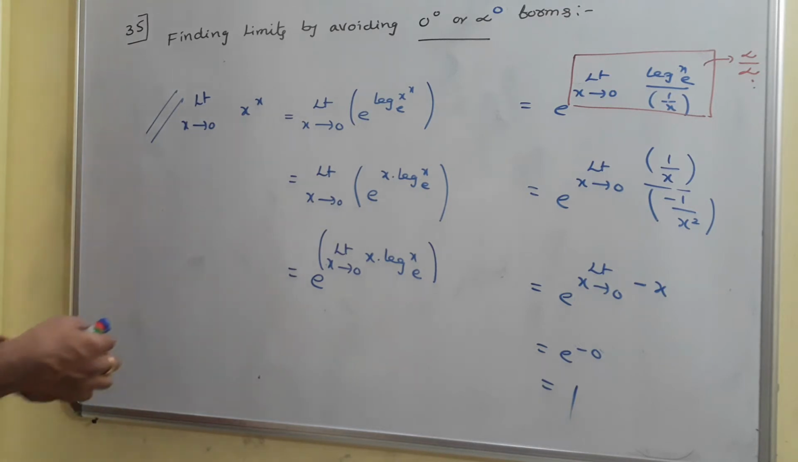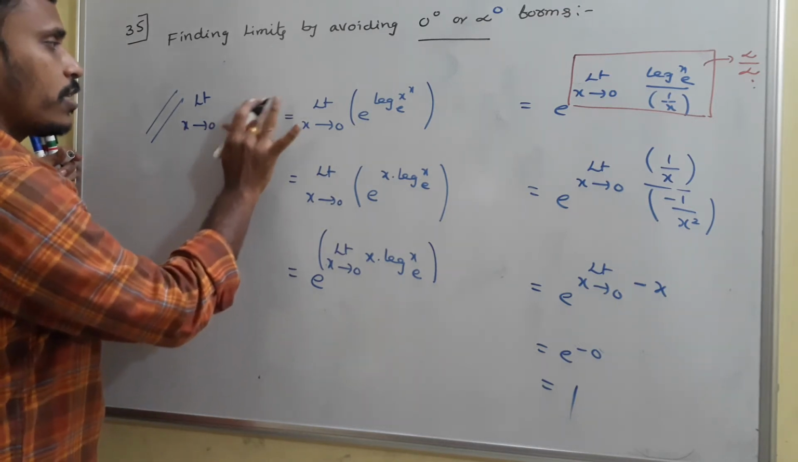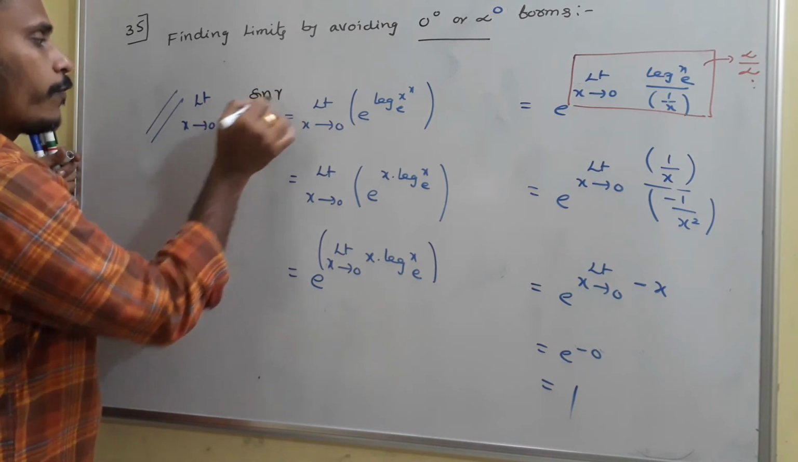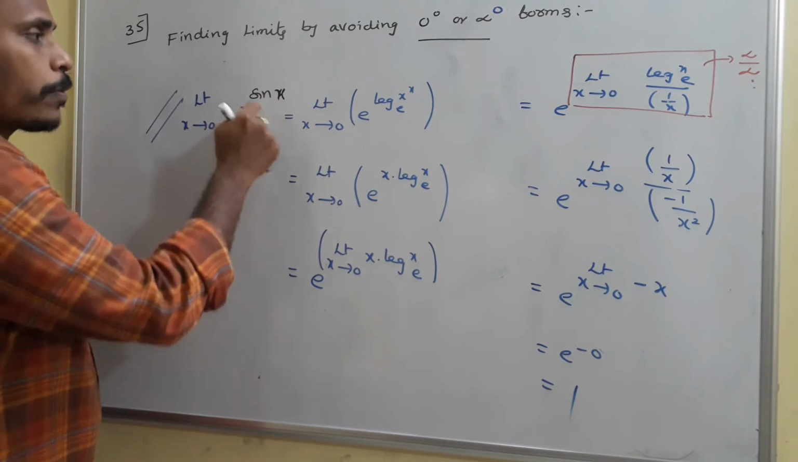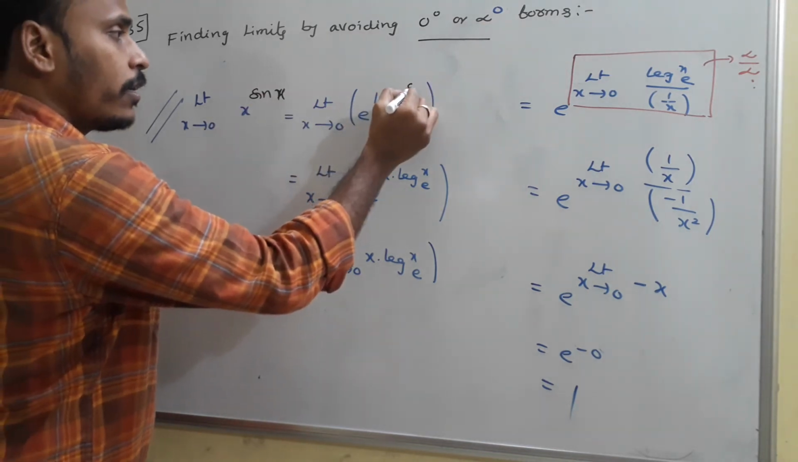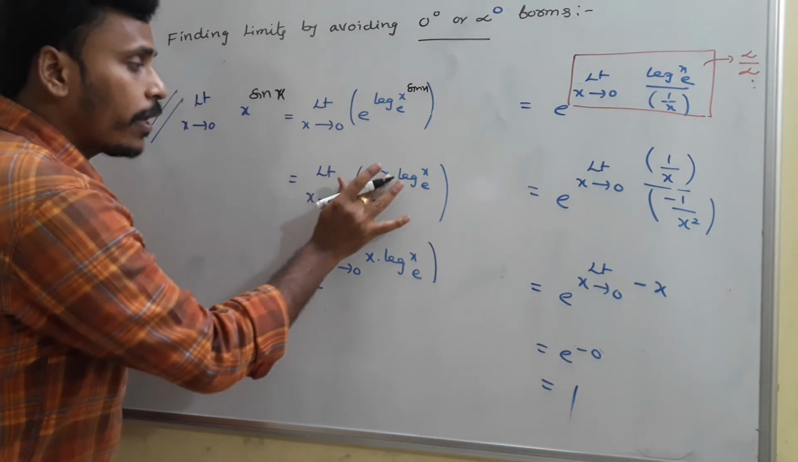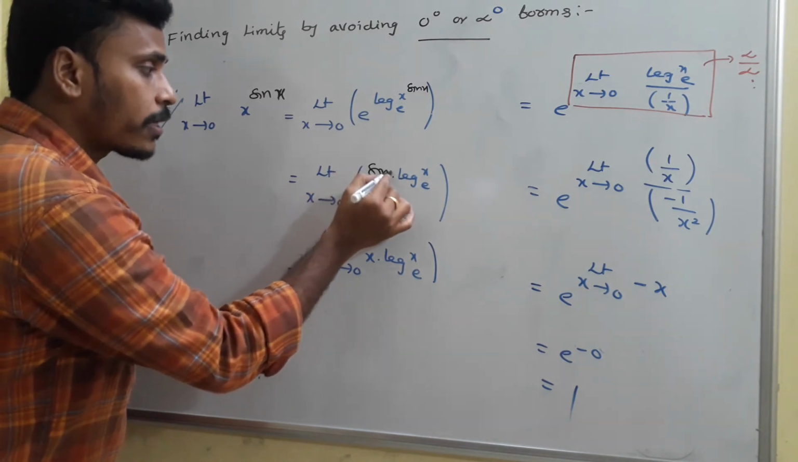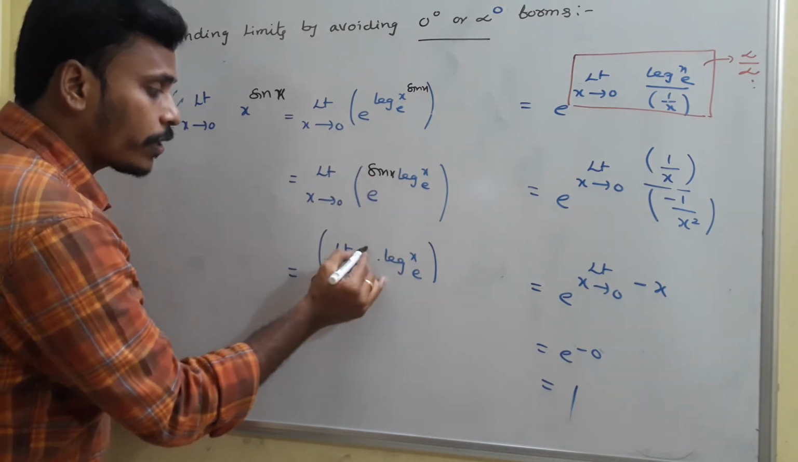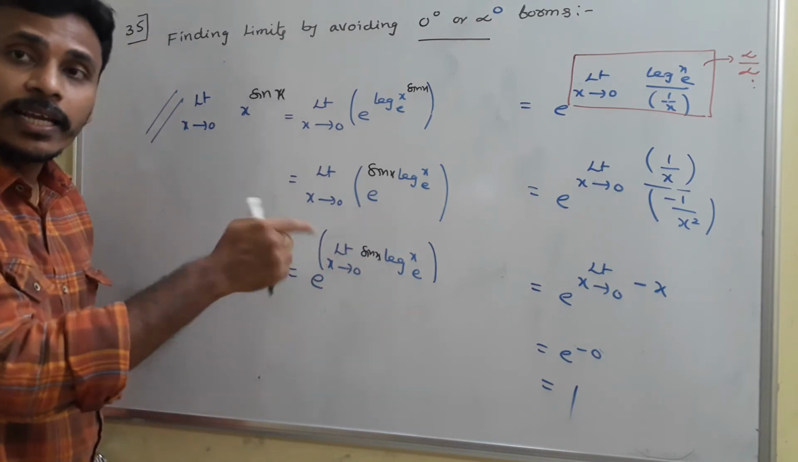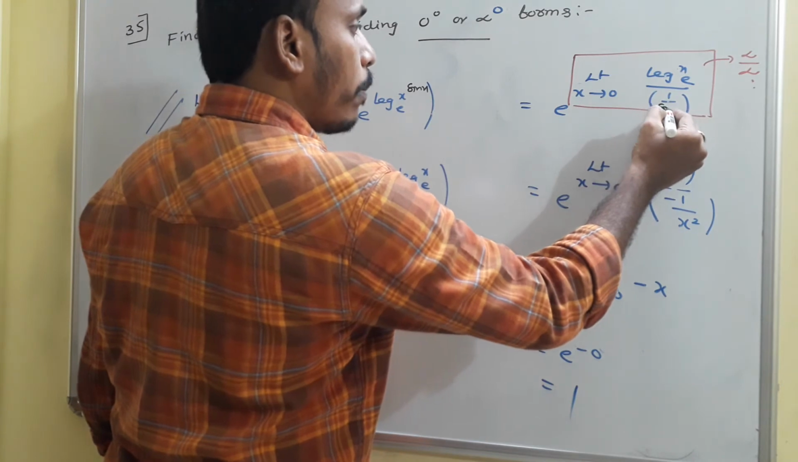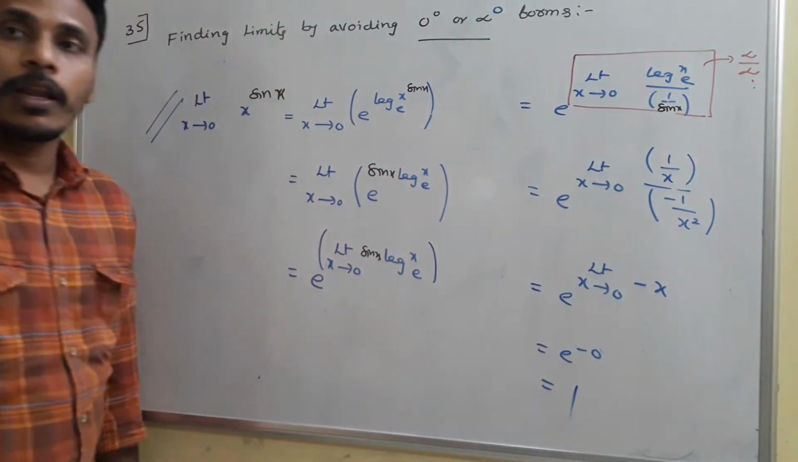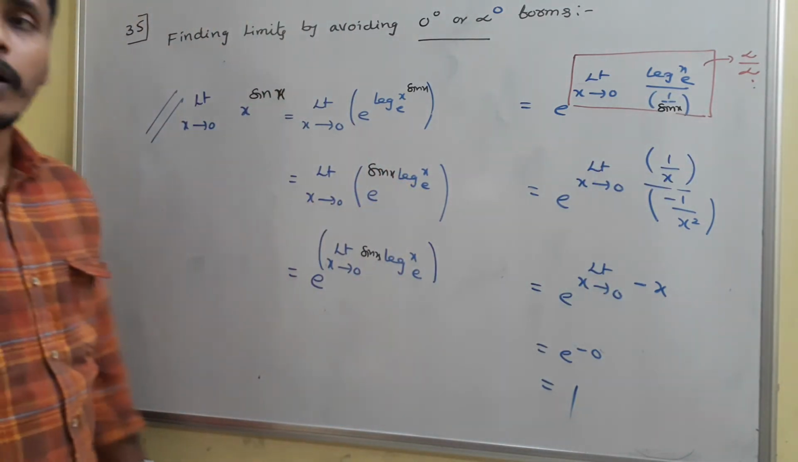If you are trying to find the limit as x tends to 0 of x power sin x, and you replace x with 0, again it is 0 power 0. Since it is x power sin x, rewrite it using a logarithm: sin x into log x base e, so log x base e divided by 1 by sin x.